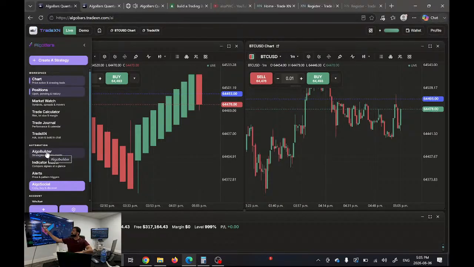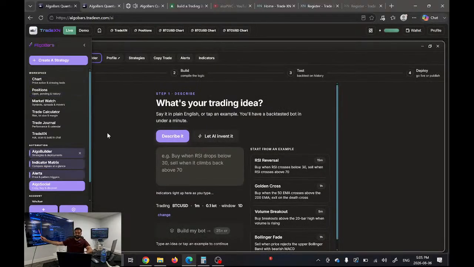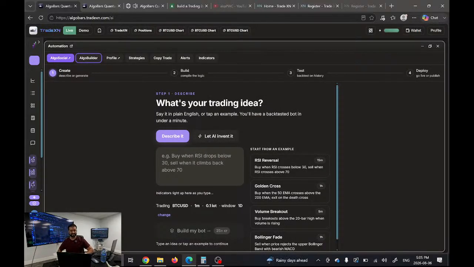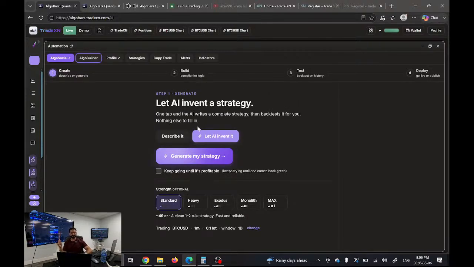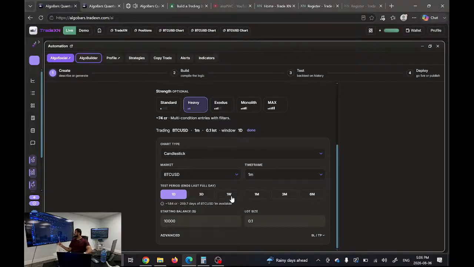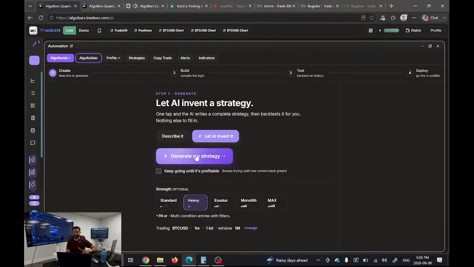On AlgoBars, on the left side here, click Algo Builder. On Algo Builder, if you have a strategy, you can describe your strategy and it will code the strategy for you and backtest it. Or if you don't even know what a strategy is, you can just click Let AI invent it. Let me change the settings so we can do a nice test over, let's say, 1 month with one lot size. Now we'll click done and click generate strategy.